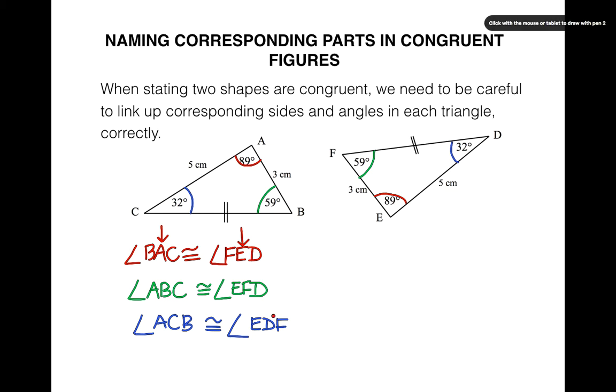Okay, so now that we've identified the corresponding angles that are equal in each triangle, let's have a look at those sides. So let's first take a look at the side AB, from A down to B, travelling from that 89 degrees down to 59. We can see it's 3 centimetres, and so is this side EF, 3 centimetres travelling from 89 degree corner to the 59. So we can say side AB is congruent to side EF.